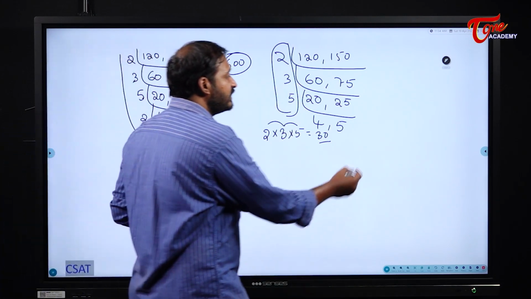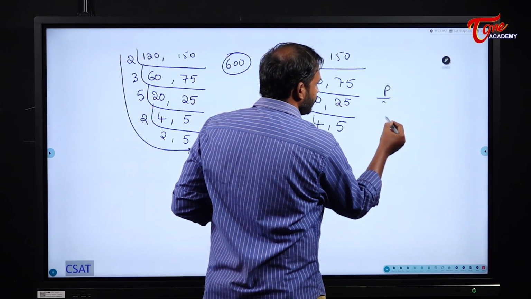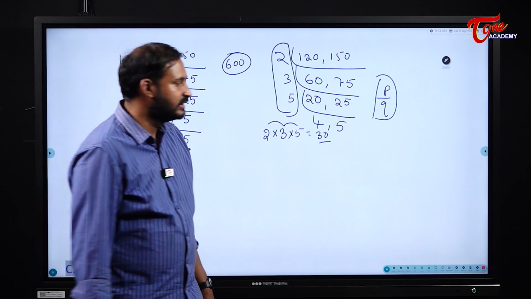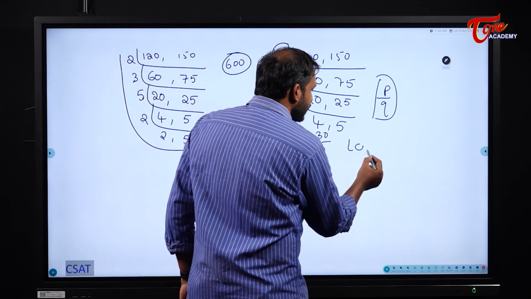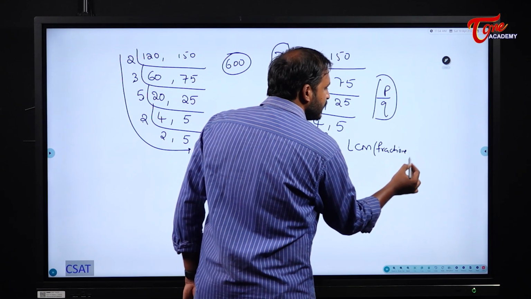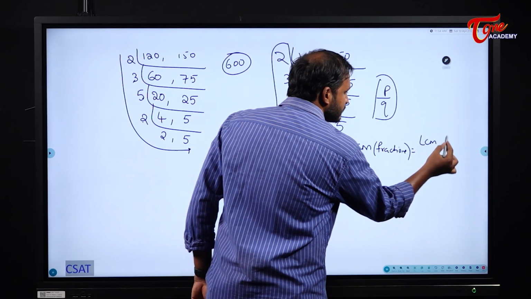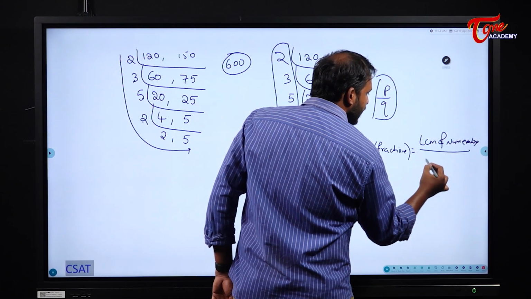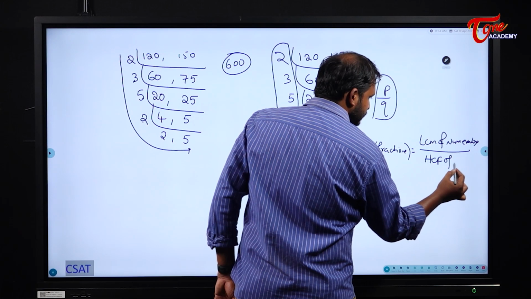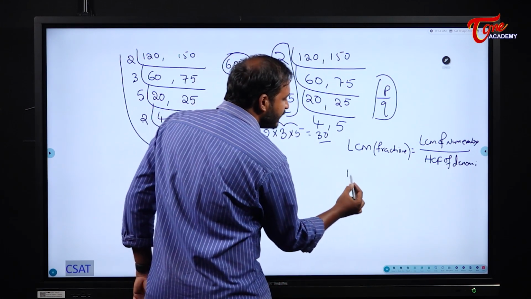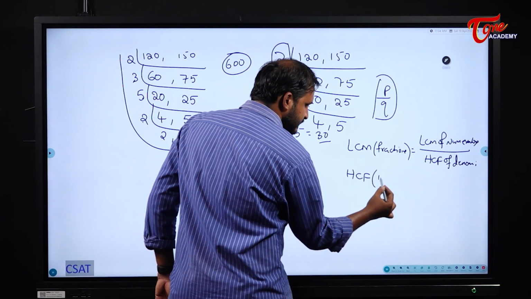And if it is the case of P by Qs, that means if you want to find the LCM and HCF of fractions, how do we find the LCM of fractions? Students, it is the LCM of numerators by HCF of denominators.